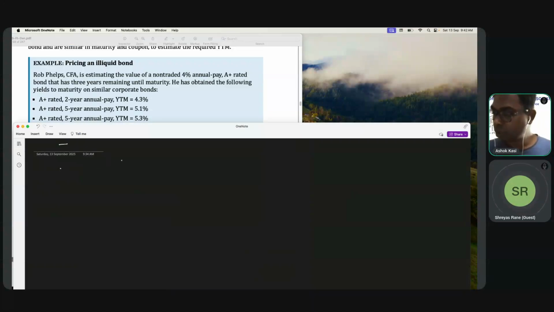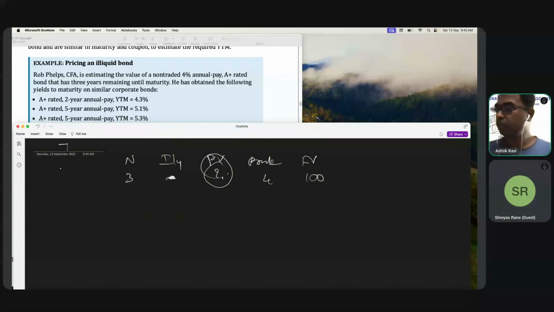Now, to calculate the value of the non-traded bond, what do we require? We require N. They already said it is a 3-year bond. Payment, they said 4%, that means 4 rupees. Then future value will be 100. So what is missing here is IY. If I get this IY, then I will get the present value also. So to find out this IY, I will take the help of the publicly available bonds.